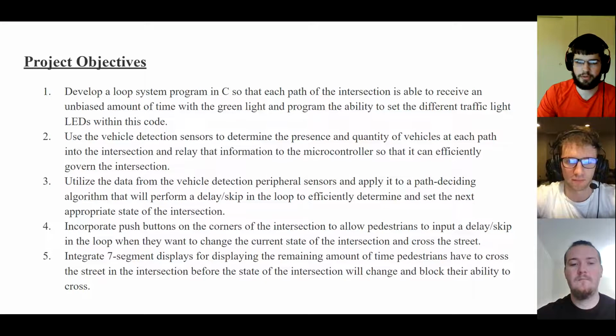Our third objective is to utilize all this data from these sensors and apply it to a path deciding algorithm, which will perform a delay and/or skip in the loop to efficiently determine and set the next appropriate state. Our fourth objective will be to incorporate push buttons on each corner of the intersection to allow any pedestrians to input a delay or skip in the loop when they want to change the current state so they are able to cross the street. And our final objective will be to use 7-segment displays for displaying the remaining amount of time each pedestrian has to cross the street in the intersection before the state will change and block their ability to cross.